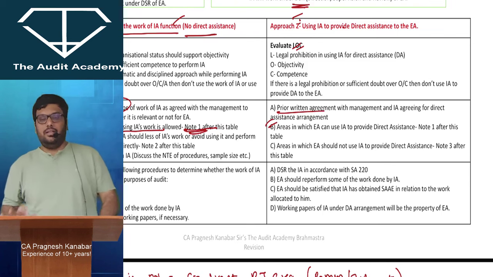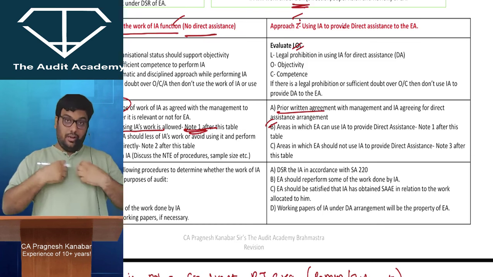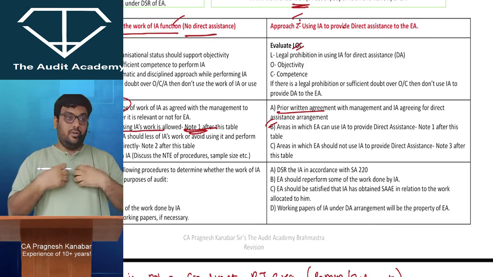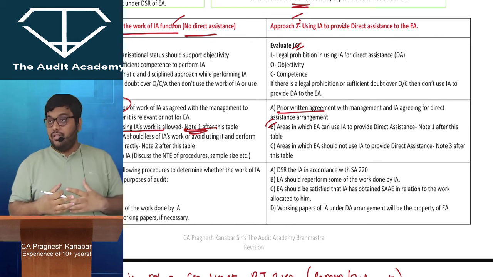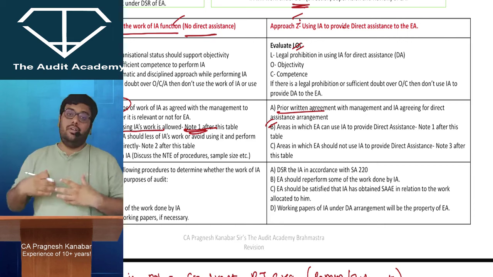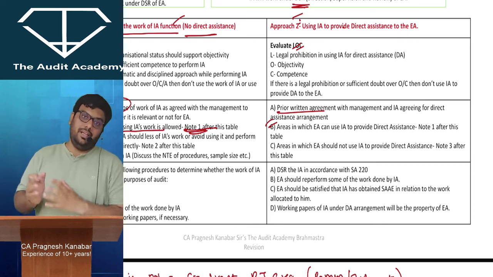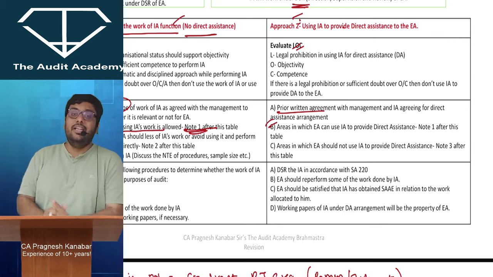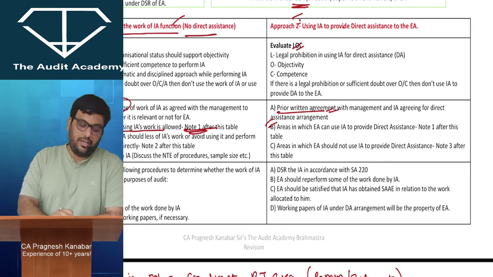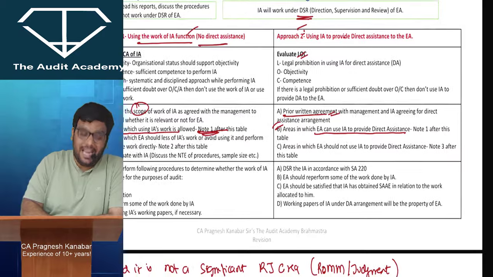Before you use him for direct assistance, please ensure that everything is done in writing. There has to be a proper written agreement. I am the external auditor, so between the external auditor and the management, that management will not interfere in the work that I am giving to the internal auditor. And a written agreement between the external auditor and the internal auditor regarding the work that he is supposed to perform. And the main thing, that the internal auditor should maintain confidentiality. So please put everything in writing. Then, areas in which the external auditor can use the internal auditor to provide direct assistance.